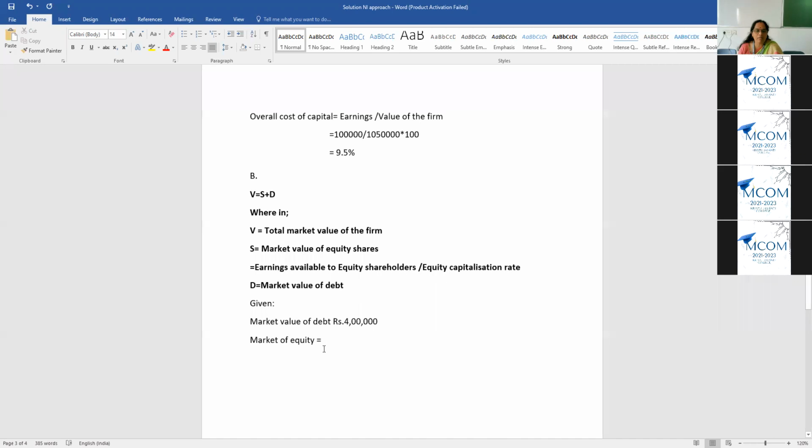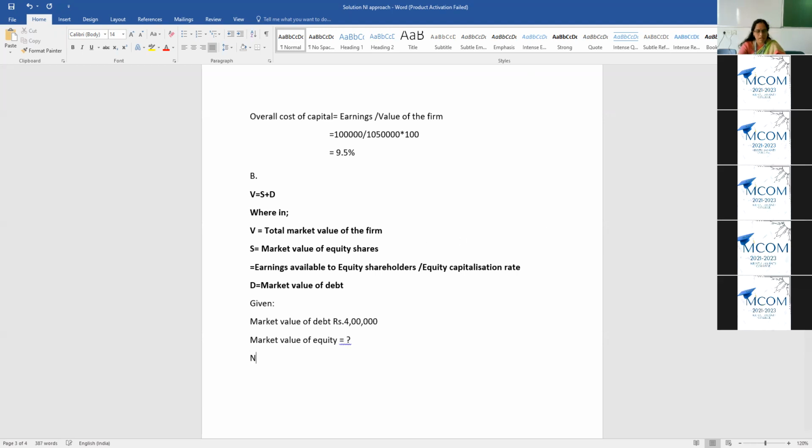So now the market value of equity is going to change. It's not going to be the same because the interest rate is going to change. So we are going to calculate the market value of the equity. I hope all of you have understood. Yes or no? Yes, ma'am. Yes, we have to calculate the new.